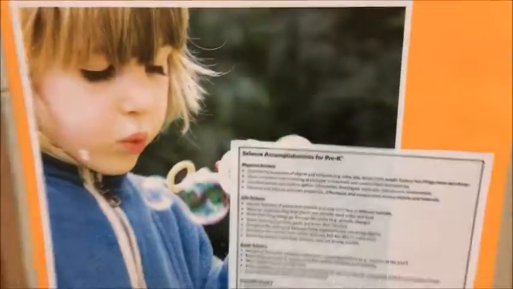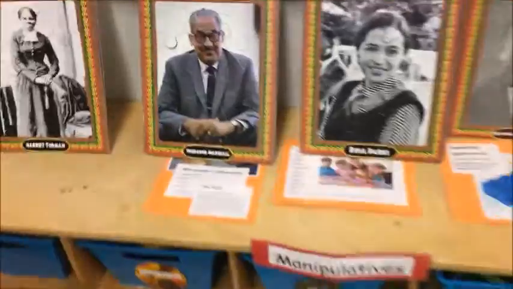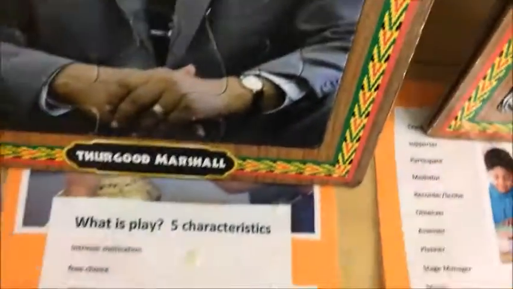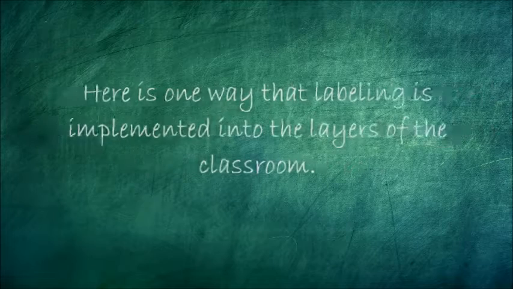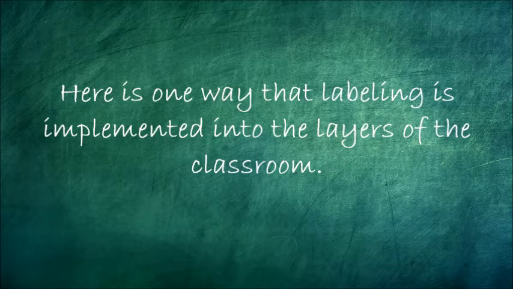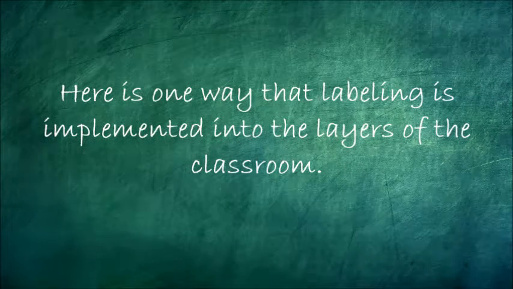Where is classroom labeling applied in the classroom? Classroom labels are placed on the walls and shelves in the classroom where the information can be read and is directly applied to the teaching and learning process. Here is one way that labeling is implemented into the layers of a classroom.